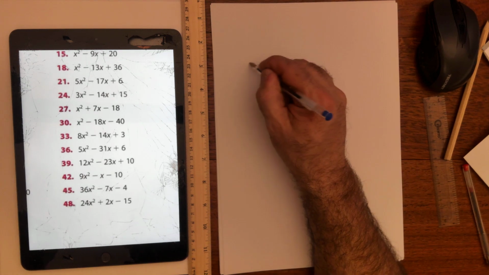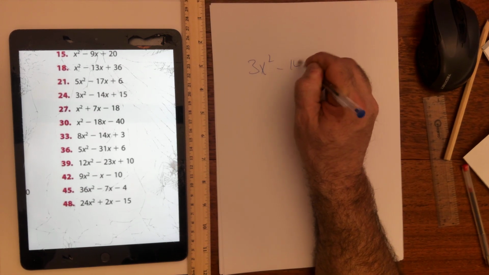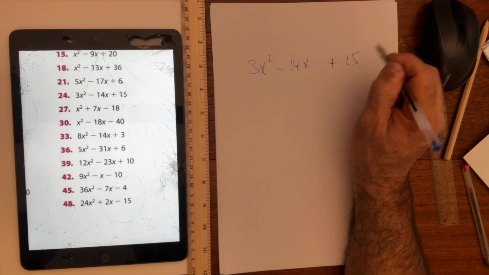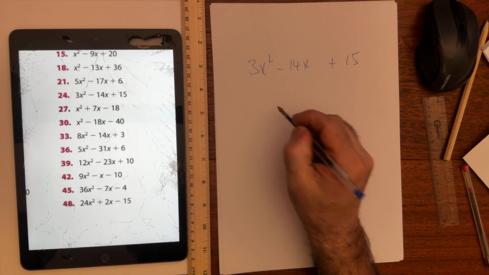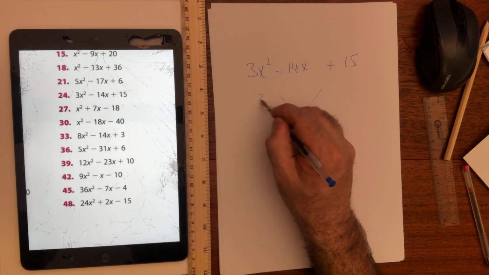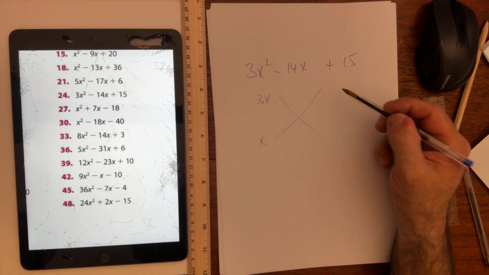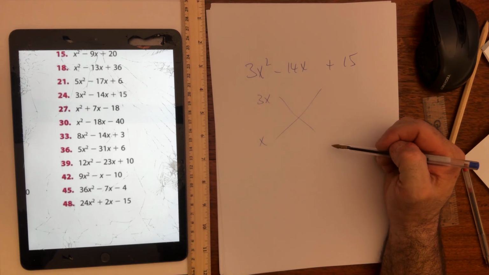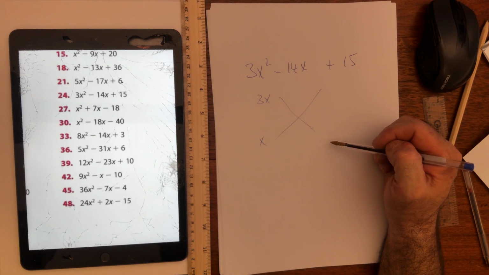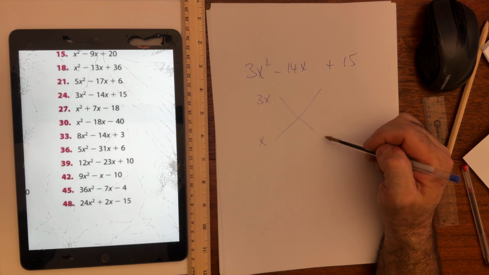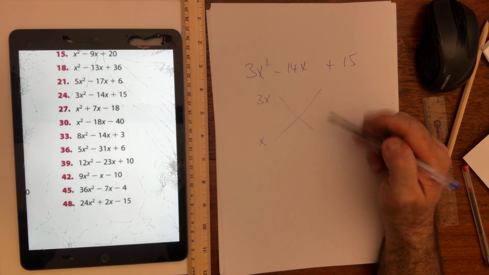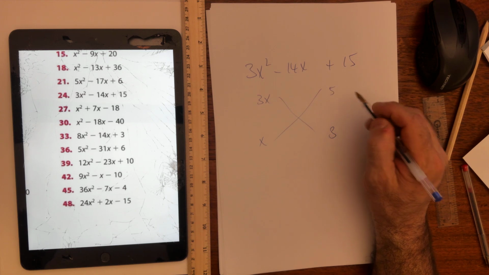Okay, 3x squared minus 14x plus 15. Big frame with a 3x and an x. I need 5 and 3. If I put 5 here, it'll be too big, 15, because they're multiplied. So 3 here and 5 here.